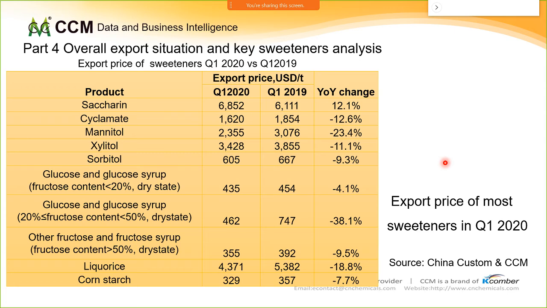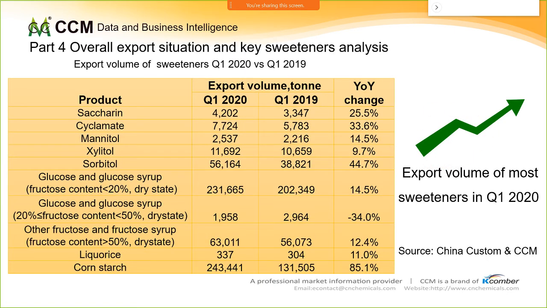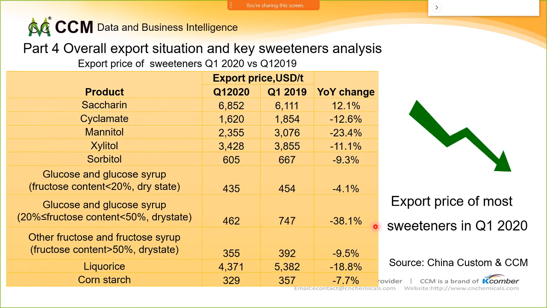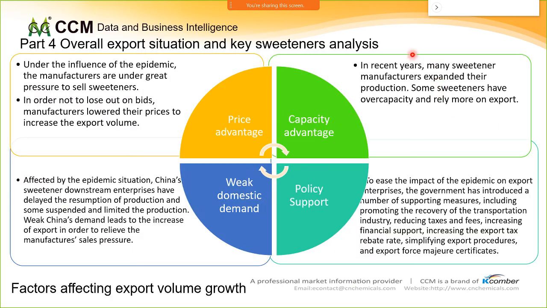China is a big exporter of sweeteners and the price is low. Under the influence of the epidemic, Chinese manufacturers are under great pressure to sell sweeteners. In order not to lose out on business, manufacturers lower their price to increase the export volume. As a result, the export price continues to decline, and the advantage of exports is further revealed.